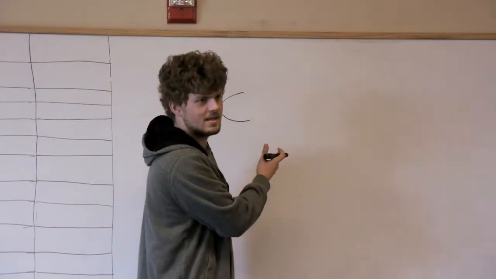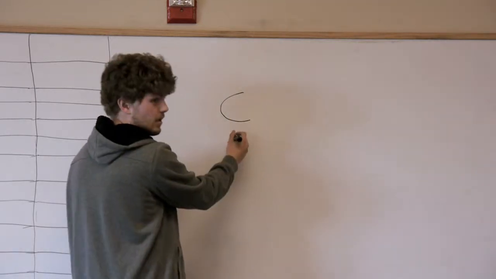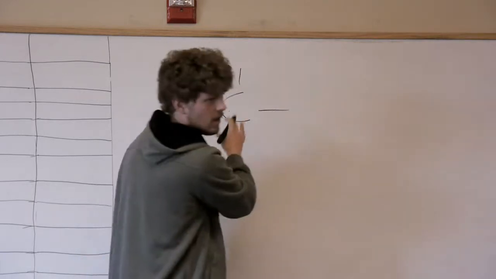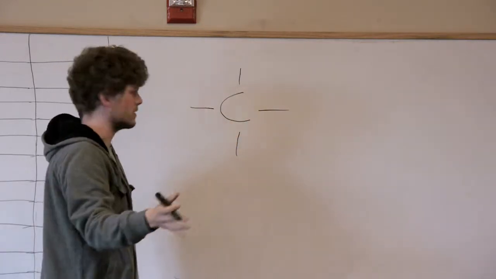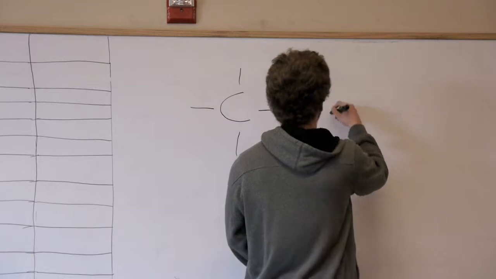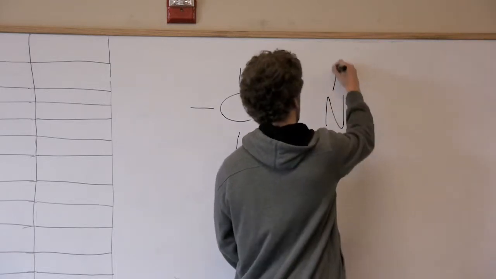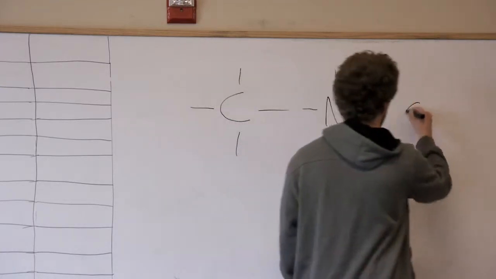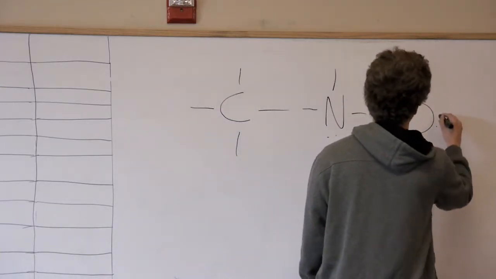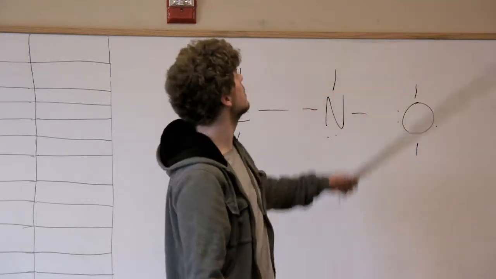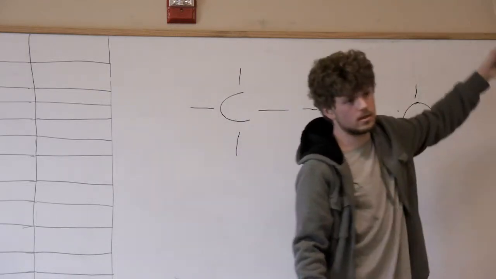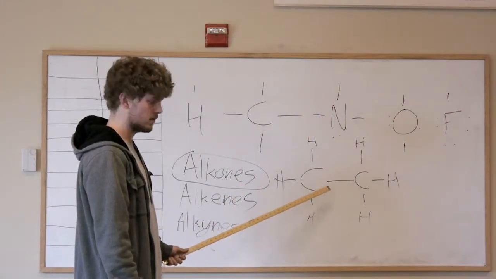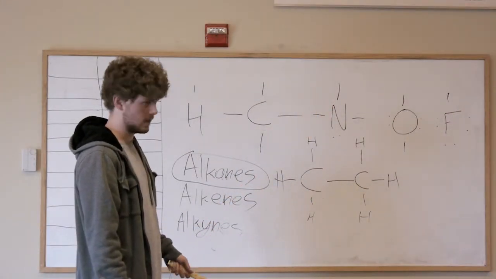Carbon can make 4 bonds, so it can make a bond on 4 different areas. Nitrogen, the next one over, can make 3. Oxygen can make 2. And anyone want to guess what this side can make? 1, correct. This is kind of long to write, right?